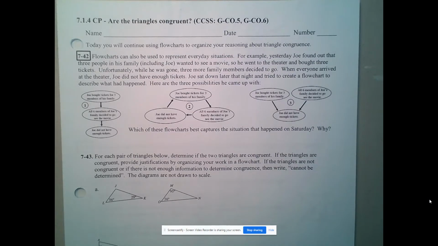All right, so we're going to continue with flowcharts to organize our reasoning and also talk about maybe some new things that we can use in our flowchart. Flowcharts can also be used to represent everyday situations.